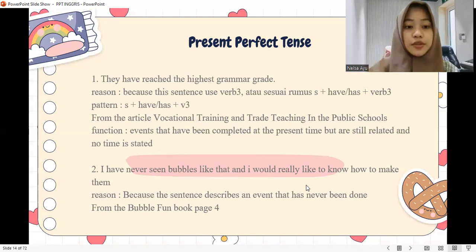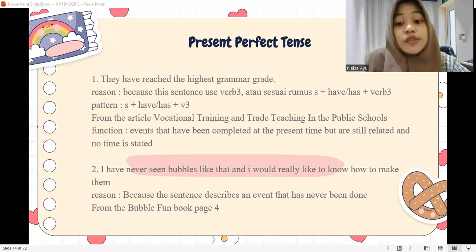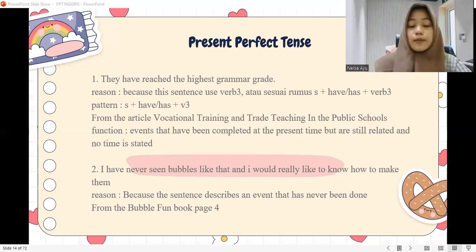And example number 2 is "I have never seen bubbles like that and I would really like to know how to make them." Reason: because the sentence describes an event that has never been done. From the Bubble Fun book, page 4.